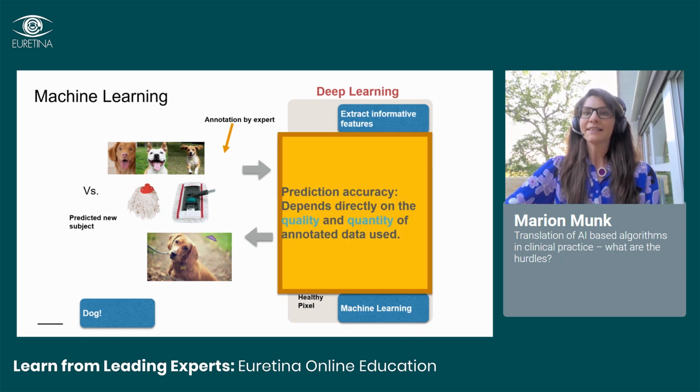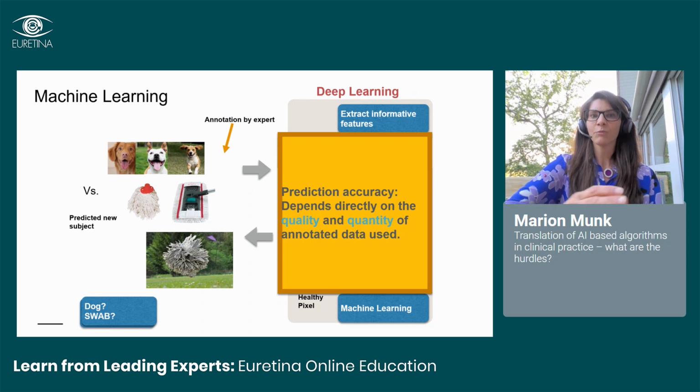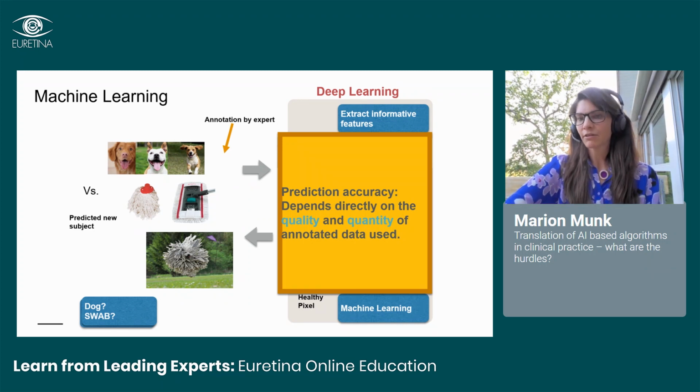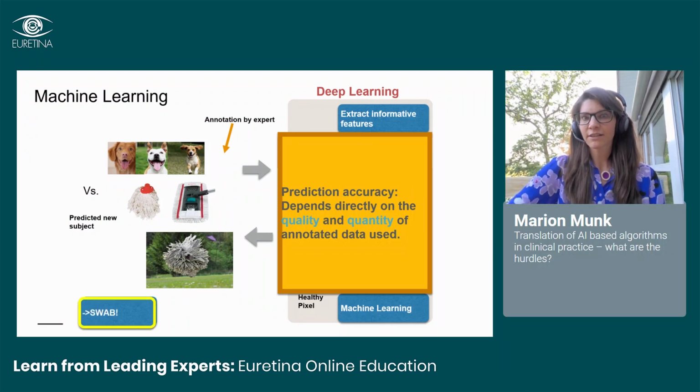However, like I said, the prediction accuracy always depends directly on the quantity and quality of the annotated data used. If you have an algorithm which is not so accurately trained, you may end up with a picture like this, which is a little bit harder, and you ask the algorithm again, is this a dog or a swab? And it's not accurately trained. Actually, the algorithm will turn out and say, no, that's a swab and not a dog.